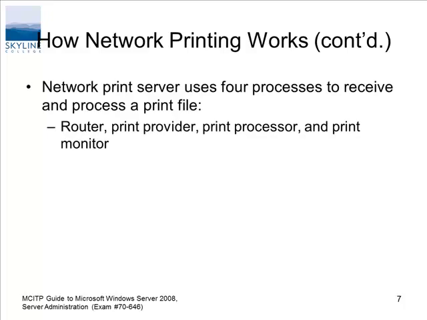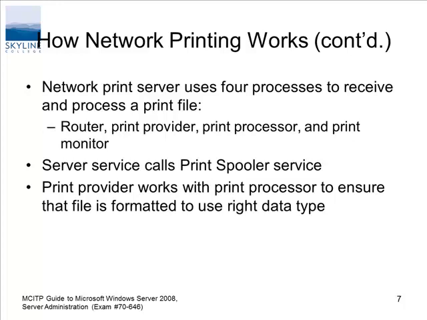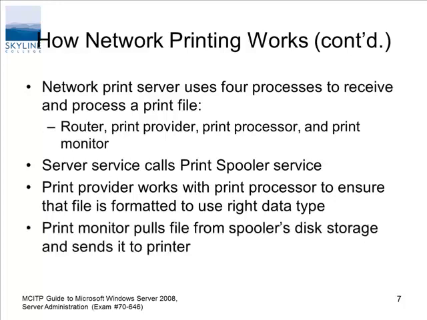correctly. So the print server uses four processes to receive and process the file: the router, the print provider, the print processor, and the print monitor. The server service calls the print spooler service. The print provider works with the print processor to ensure that the file is formatted to use the right data type. Hopefully not a lot has to be done here because we formatted it on the workstation. If the driver is correct, a lot doesn't have to happen here in order to send the job out correctly. The monitor pulls the file from the spooler's disk storage and sends it to the printer.